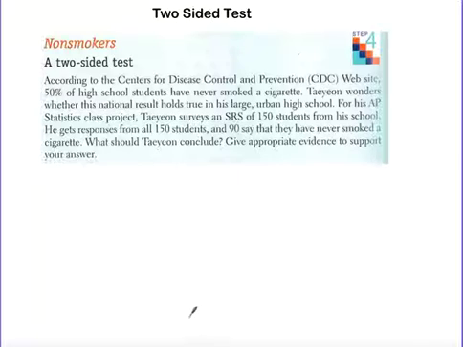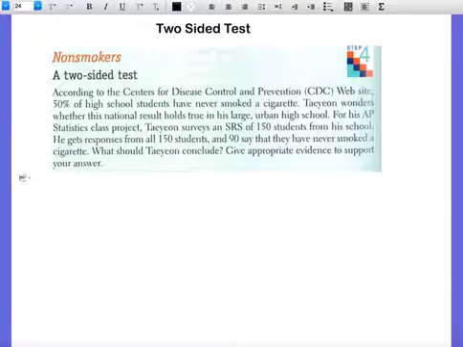So next, let's look at a two-sided test. According to the Center for Disease Control and Prevention, CDC website, 50% of high school students have never smoked a cigarette. Taeyeon wonders whether this national result holds true in his large urban high school. For his AP Statistics class project, Taeyeon surveys a simple random sample of 150 students from his school. He gets responses from all 150 students, and 90 say that they never smoked a cigarette. What should Taeyeon conclude? Give appropriate evidence to support your answer. So we start with state.